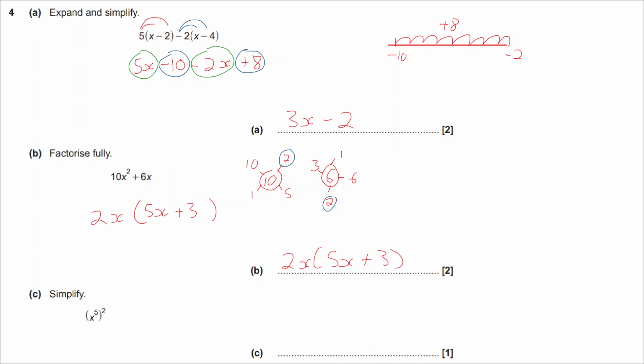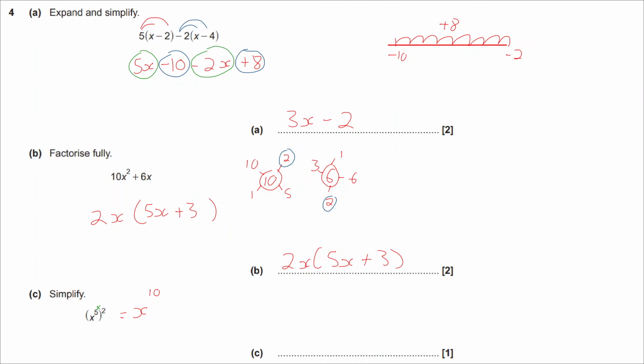This one, simplify x to the power of 5, all to the power of 2. This is a law of indices, which is if you've got a power to another power, you just times them together. So you're doing 5 times 2. So that's going to give you simply x to the power of 10. And that is it. That's your answer.